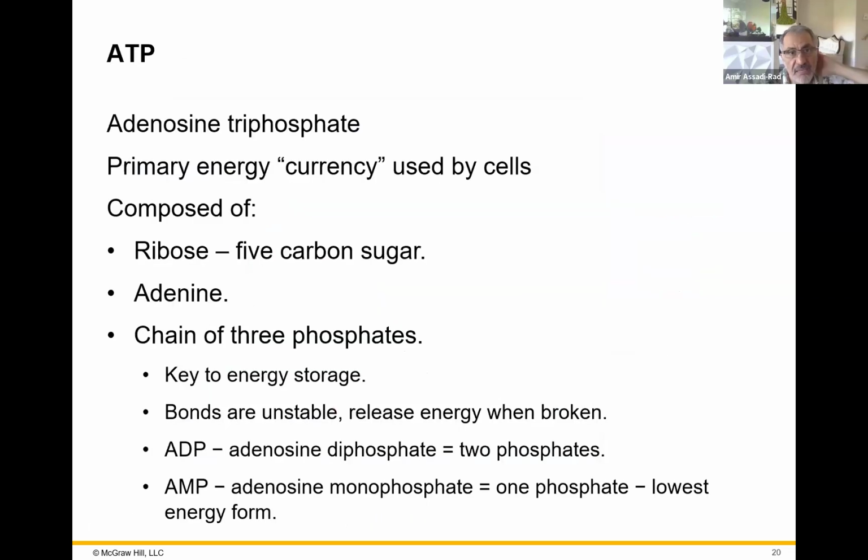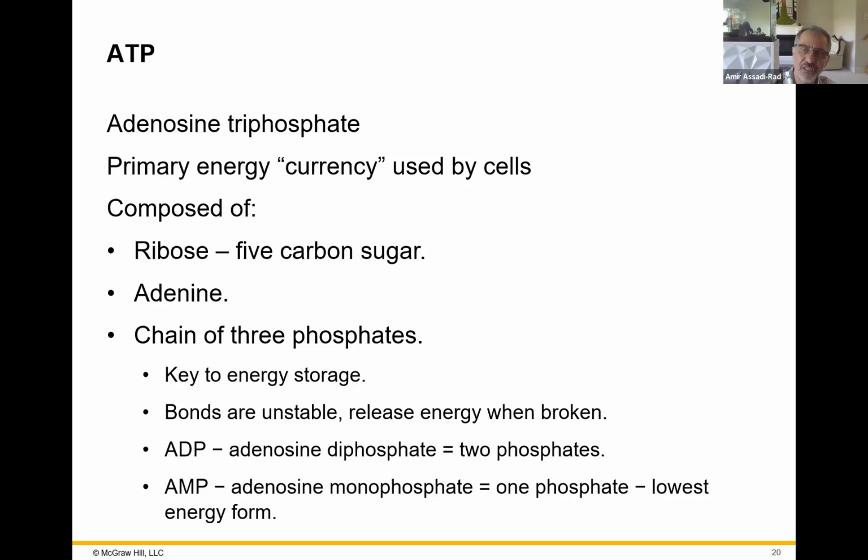Maybe I went there. ATP, you already know what it is. Primary currency used. That's the money inside of our body. Currency means, you know, the money in the United States, the currency is the dollar. Composed of ribose, 5 carbon, adenine, and then a chain of 3 phosphates. Key to energy storage. Bonds are unstable. Energy released when broken.